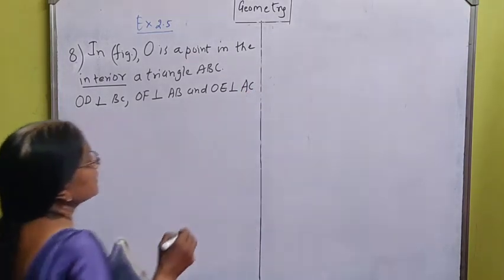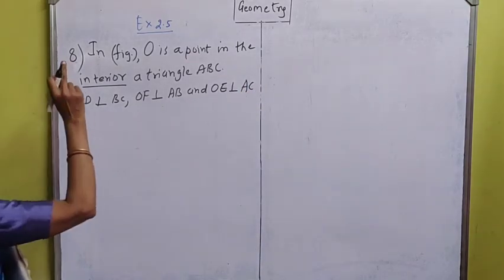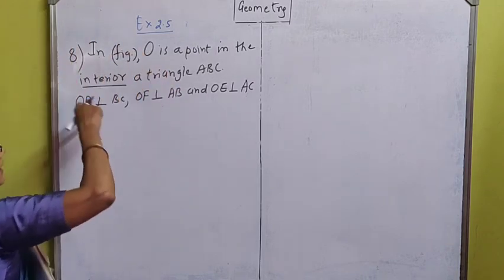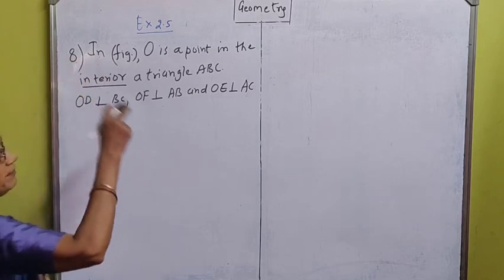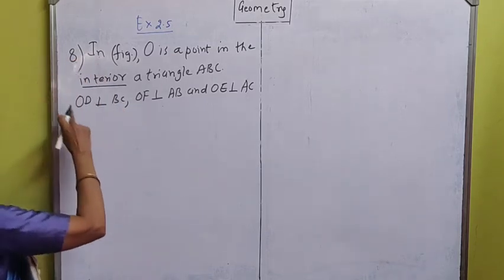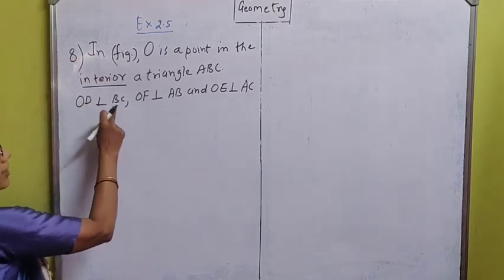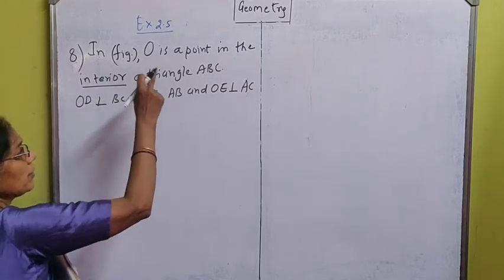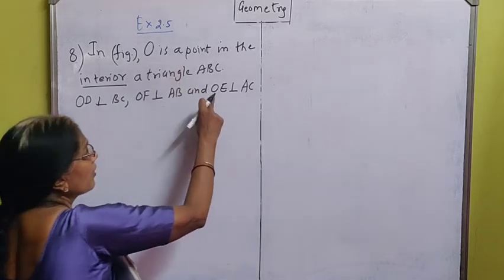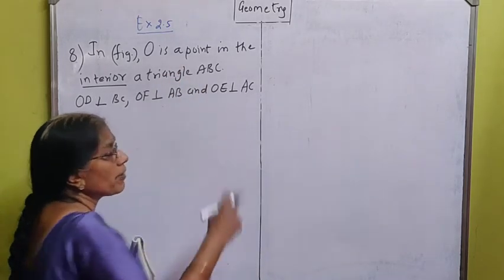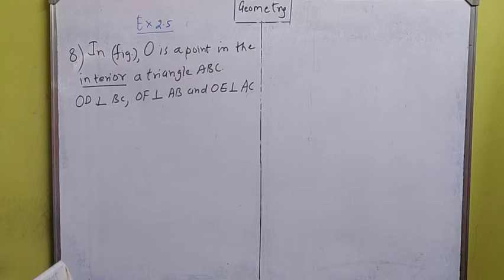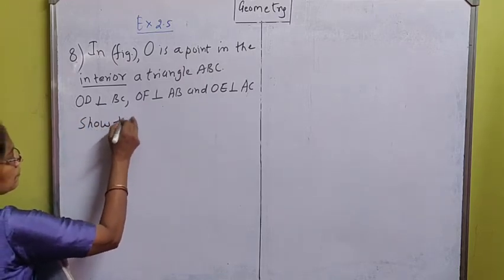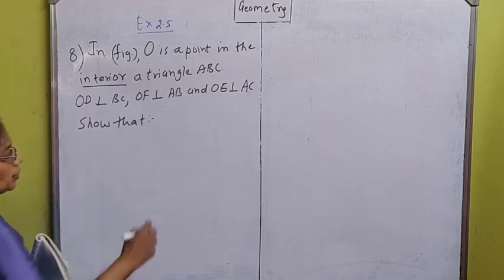Very important is this. That means the point which is inside a triangle is O. The sides are AB, BC and CA. From O, you have to draw OD perpendicular to side BC. From O, you have to draw OF perpendicular to side AB. And from O, you have to draw OE perpendicular to side AC. Show that. Two things we have to show.